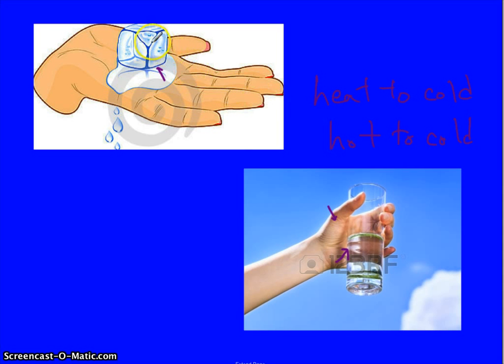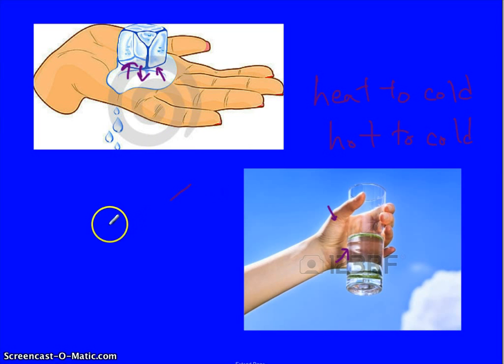Now sure, if you have this ice here, your hand is going to feel cold. But what you're feeling is the absence of heat. I know this is kind of heady, but you're not feeling the cold spread. The cold is not spreading. It's the heat coming out of your hand. This is why you feel cold. Every time you have a transfer of energy, it's from hot to cold.